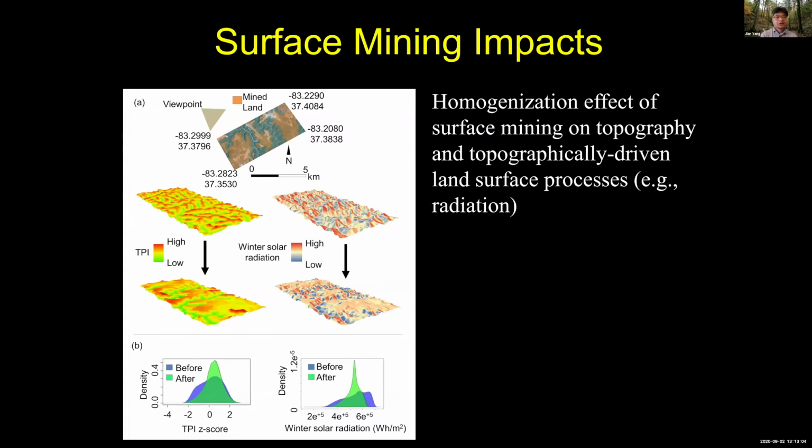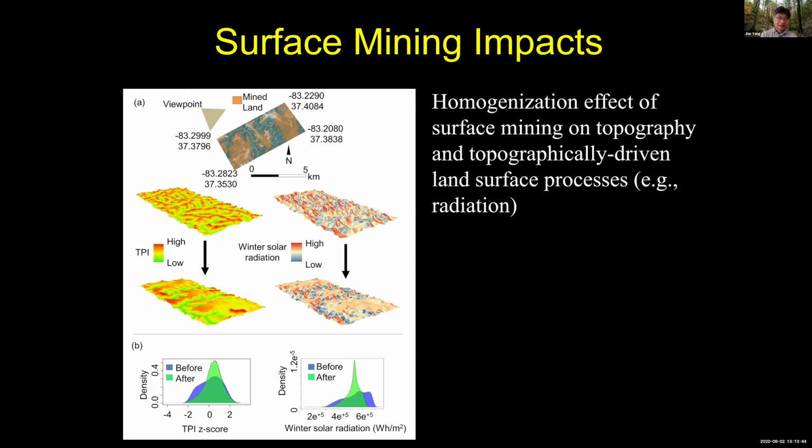So from here, on the left, what we have is the pre-mining DEM data and the post-mining DEM data. And we can use GIS to compute some index such as TPI, which stands for Topographic Position Index. A high topographic position index indicates a ridge top. A low TPI indicates a stream valley bottom. And the pre-mining DEM shows that the distribution of the TPI is more or less flat.